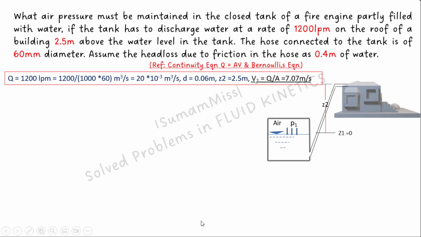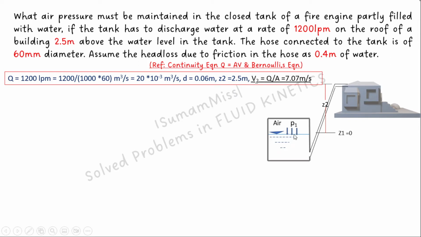Now the continuity equation is valid here, so we can calculate the flow velocity within the hose. So V2 equals Q by A. Q is given to us, area is also available, so V2 can be calculated. Consider this level as the datum. The water level within the tank is taken as section 1 and the rooftop is taken as section 2. So apply Bernoulli's equation at this water level and at the rooftop.